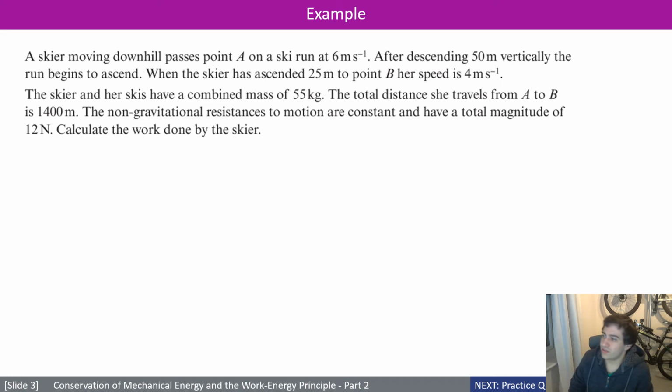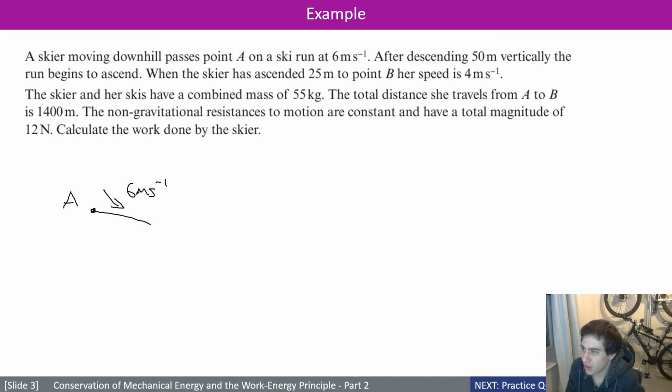Okay, so let's finally look at a very classic example. When we're talking about kinetic energy, potential energy, you're always going to get questions about skiers, so it makes sense we try one ourselves. There's a nice picture in the textbook which I haven't managed to include, so I might just attempt to redraw it as we go, but let's take a look. You've got a skier moving downhill, passes a point A on a ski run at 6 meters per second. Downhill. After descending 50 meters vertically, the run begins to ascend.